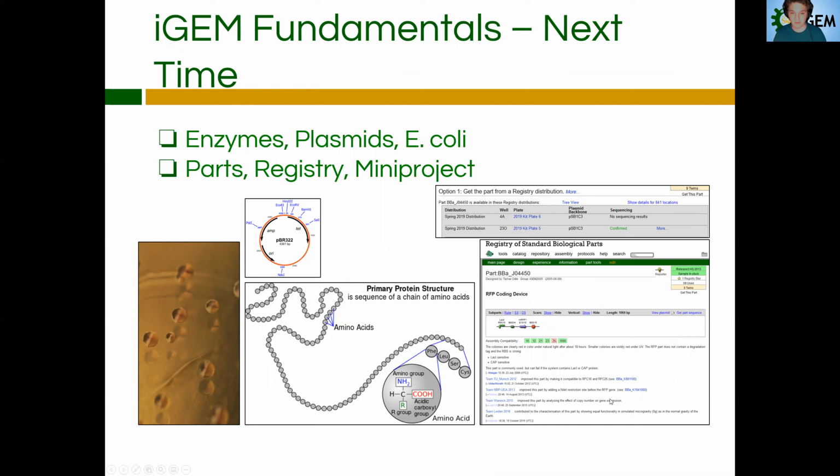This is a picture of the registry where we find most of our DNA for iGEM. This is the location of where it is in the kit plates that they send us. Primary protein structures. So these are the amino acid chains that form that protein. This is a plasmid that's found in many, many different types of bacteria. It's how they replicate their DNA strands and how they give their DNA to other bacteria.